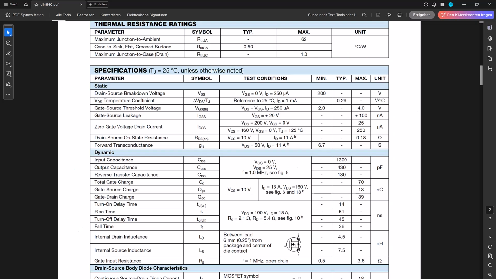On page 2, we reach the bread and butter of the datasheet, the specifications table, split into static and dynamic, DC parameters and switching related parameters. Static section. Look at the first line. Breakdown VDS minimum 200 volts measured at VGS equals 0 and ID equals 250 microamperes. See the catch? That 200 volts figure means something only under those conditions.